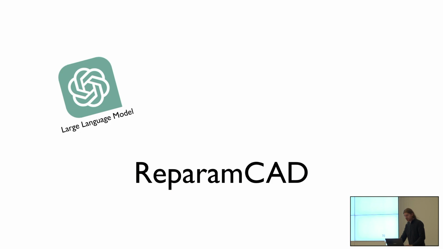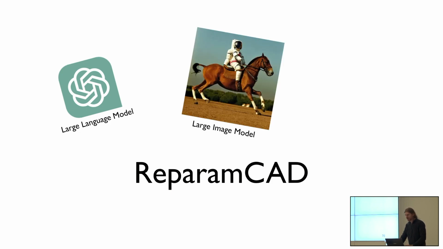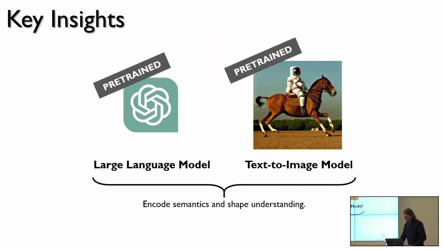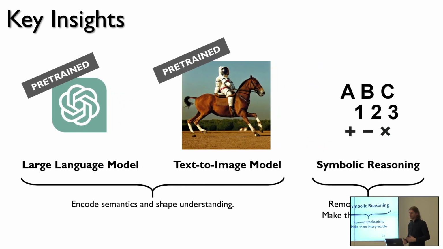So this is a buzzword soup. We take large language models and large image models and symbolic reasoning, and we mash them all together. The key insight here is that the large language models and the text models can encode a lot of semantic and shape understanding. And with symbolic reasoning, we can remove stochasticity and noise from the models we get out of these machine learning models and also add some interpretability.